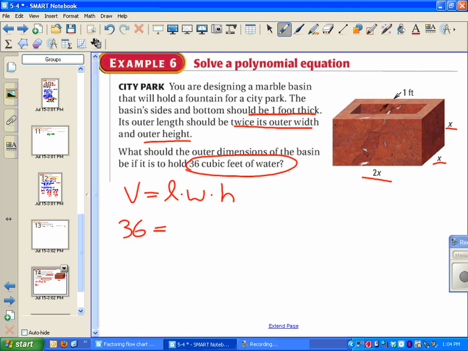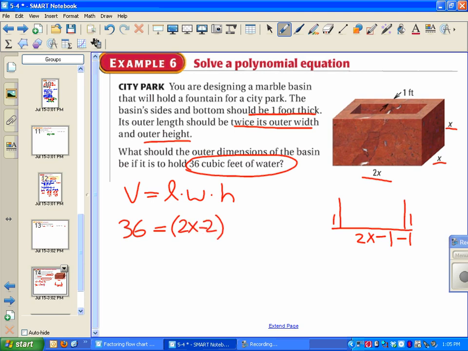Our length, let's see, if our length is 2x, but the sides and bottom should be 1 foot. What's going to cut into our length is 1 foot over here and 1 foot over there. So our length for our inside is going to be minus 1 foot on the left and 1 foot on the right. So our length would be 2x minus 2.